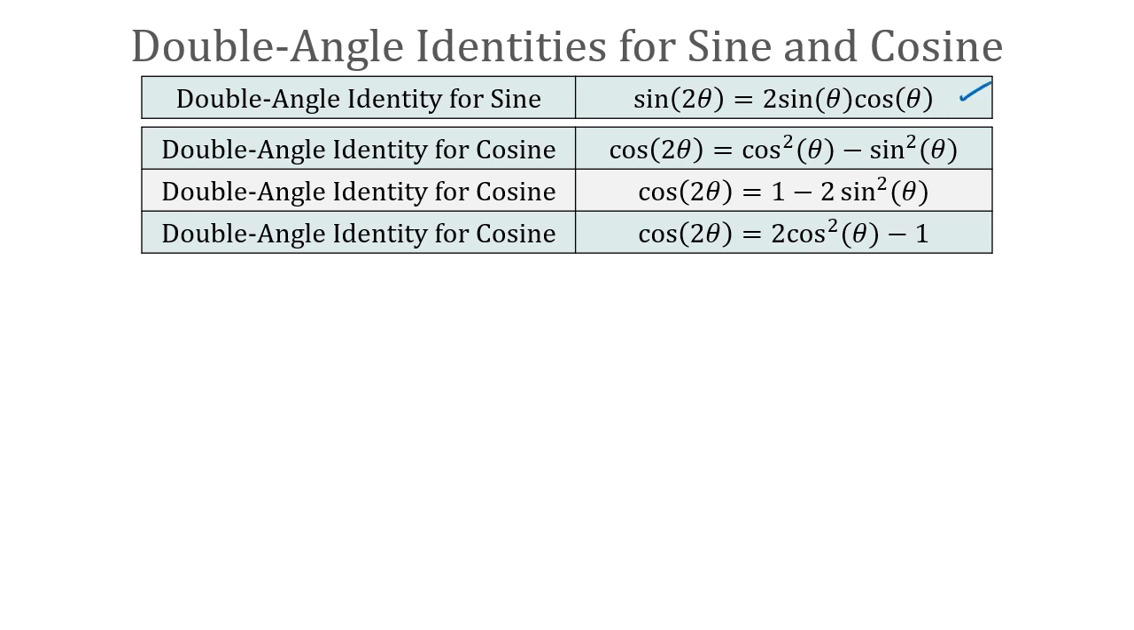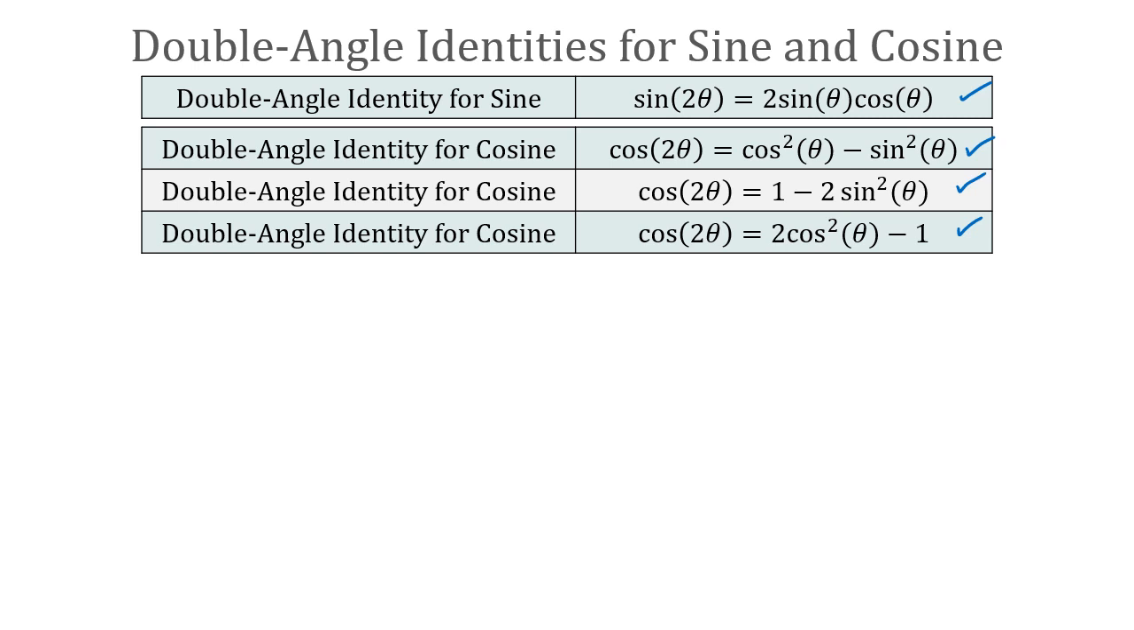For cosine, we have 3 options for double angle identity. The cosine of a double angle can equal cosine squared theta minus sine squared theta. We saw that we could also manipulate that a little bit using the Pythagorean identity to say that it also equals 1 minus 2 times sine squared theta, or 2 times cosine squared theta minus 1.